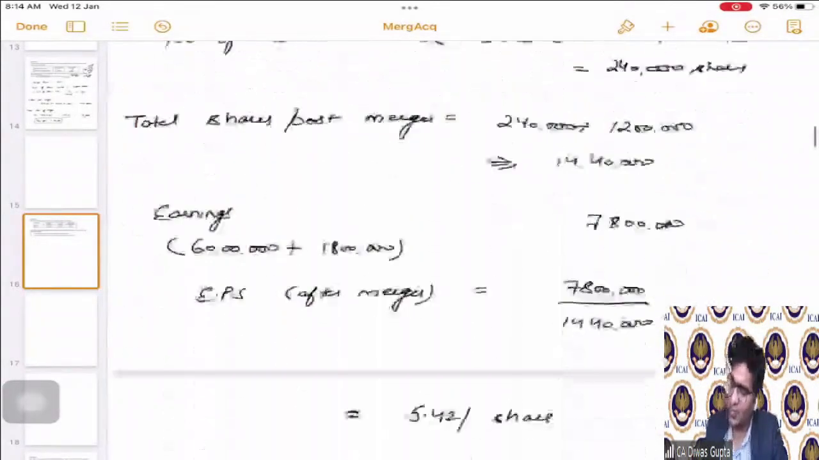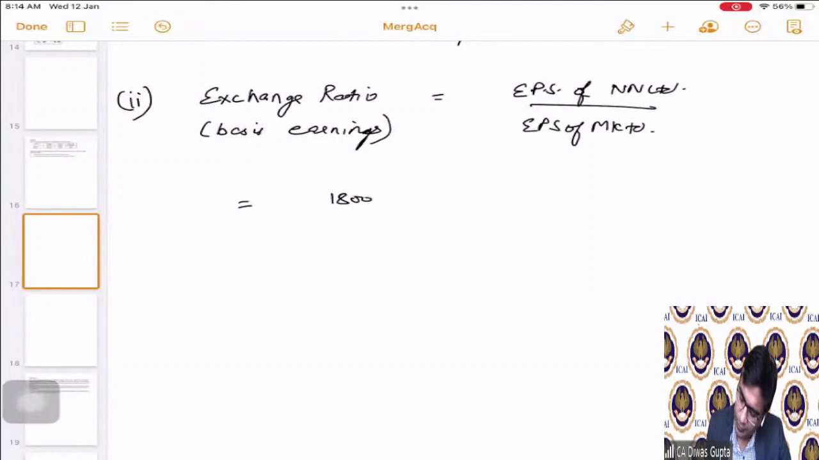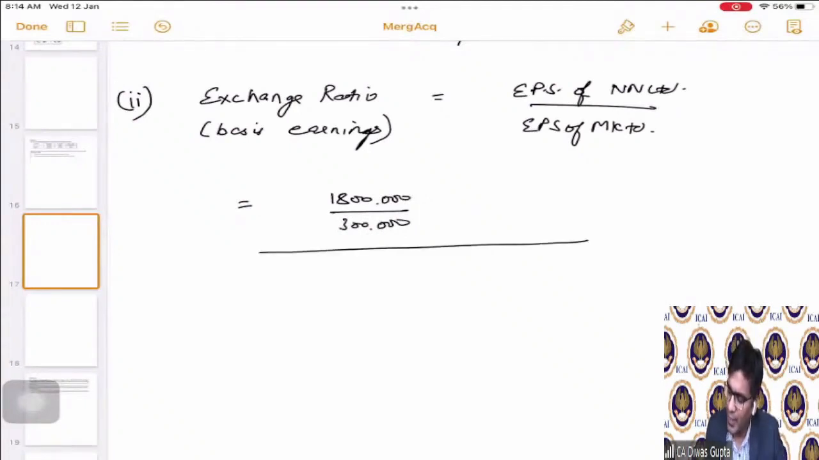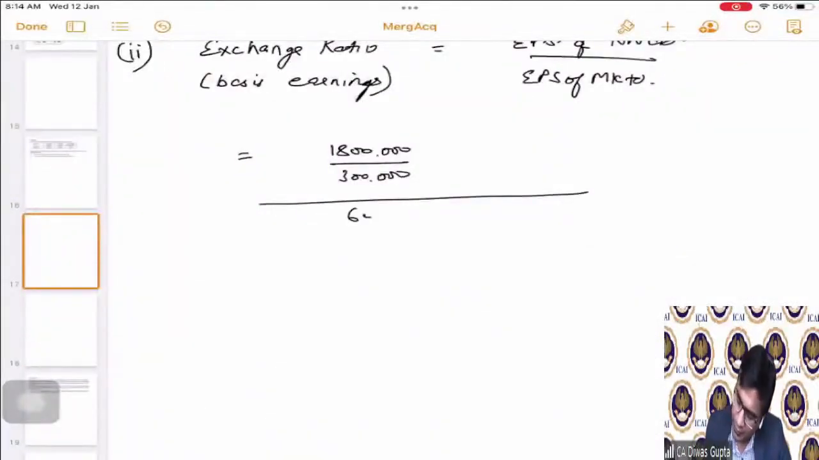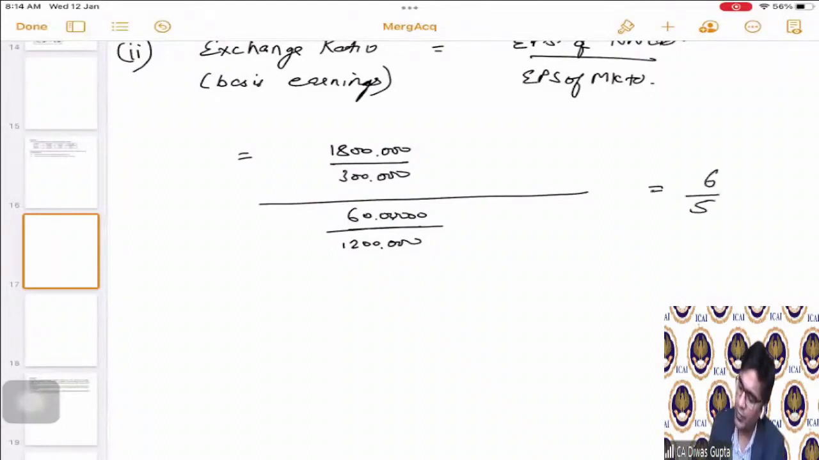So the total earnings divided by 3 lakh is the EPS of NL Limited. Similarly, the EPS of MK Limited also needs to be calculated: 60 divided by 12. Correct? The EPS of the target company divided by the EPS of the acquiring company is equal to 6 by 5. So the exchange ratio is coming out to be 6:5.